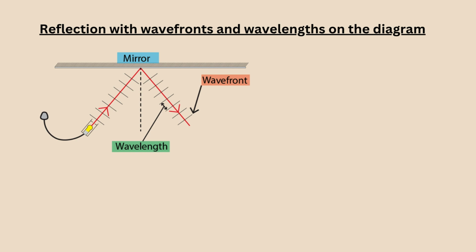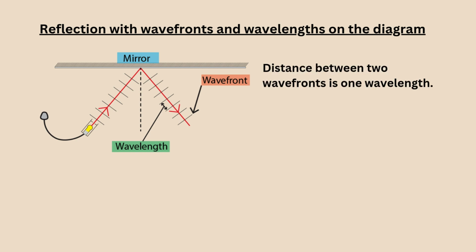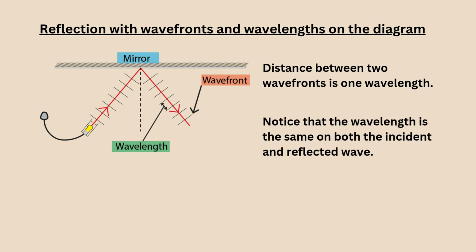Reflection with wave fronts and wavelengths on the diagram. The ray box diagram with the mirror can be drawn with wave fronts and wavelengths. The wave front is like the front of the wave. So if you were in a helicopter looking down on the ocean, you would see the tops of the waves, which would be the wave fronts. The distance between the wave fronts would be a wavelength. And you'll notice that the wavelength is the same on both the incident and the reflected wave.